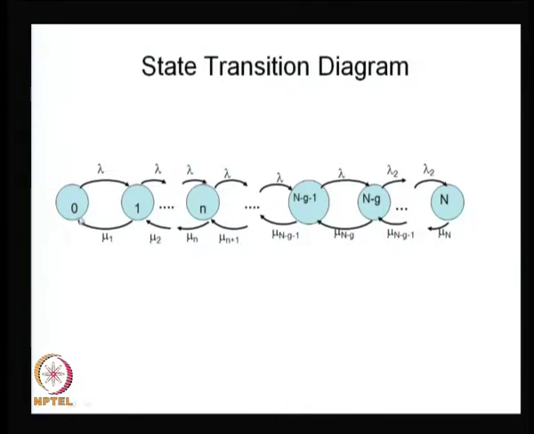So, these are the death rates. Therefore, the number of busy channels at any time is a birth death process with the birth rates lambda till n minus g minus 1, after that lambda 2, and the death rates are n times mu, where mu is nothing but mu 1 plus mu 2. Either I can use this notation or the other notation.